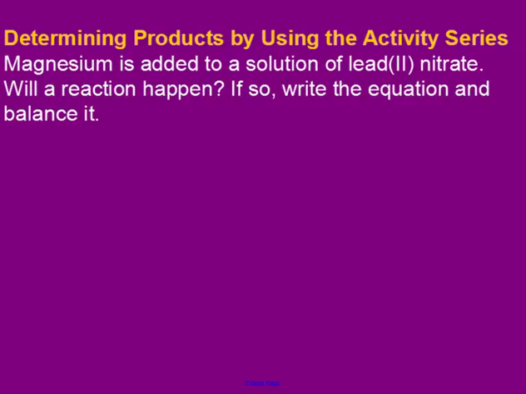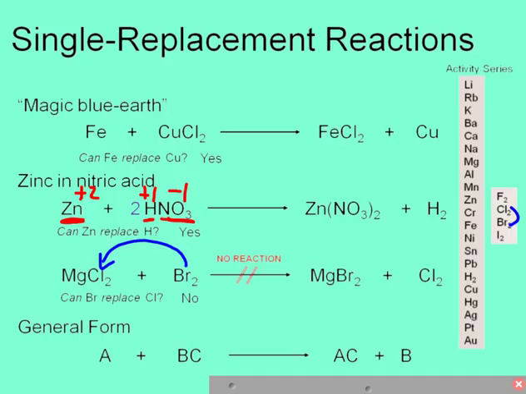So, let's look through this. We're going to do an example here. Magnesium is added to a solution of lead 2 nitrate. Can it happen? Well, what are we considering here? The question is, can the magnesium replace the lead? Let's check. We're looking at magnesium and lead. Can magnesium replace lead? Oh, yes, it can.